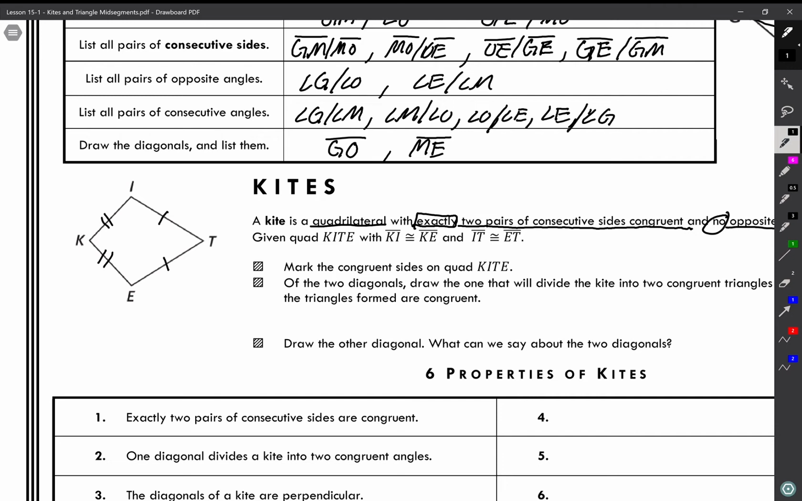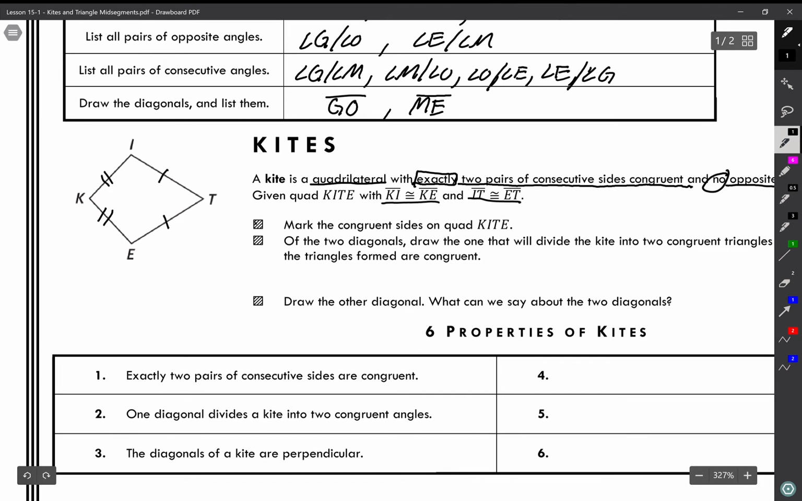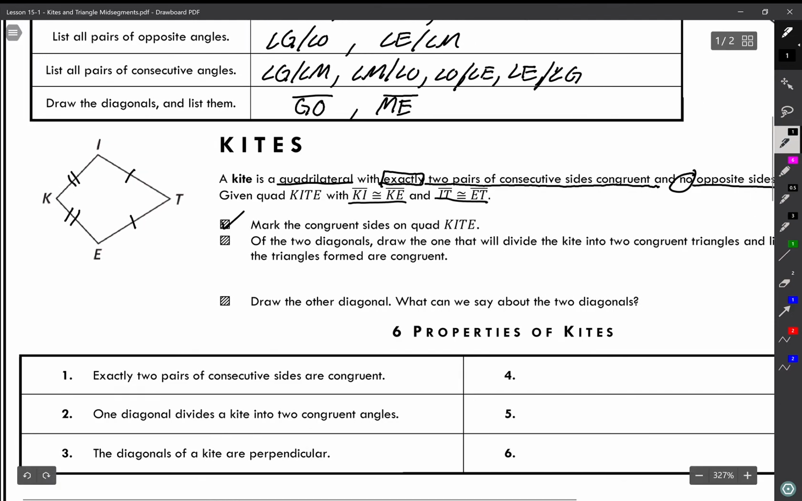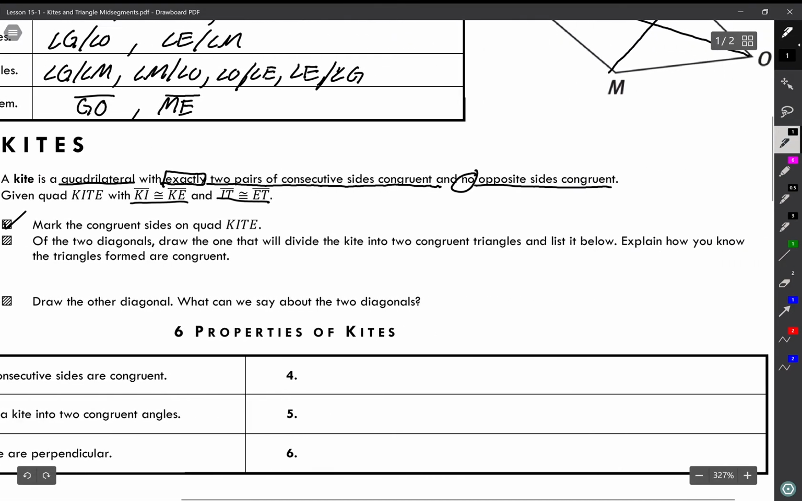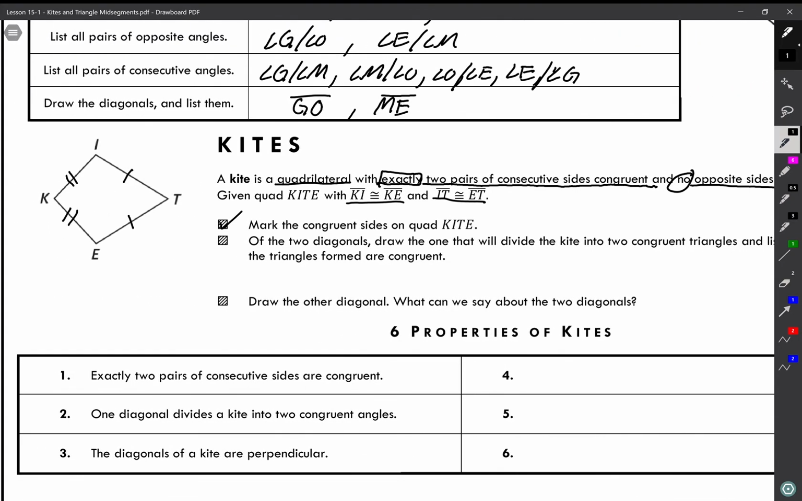Right here it says given quad kite with KI congruent to KE and IT congruent to ET, which is what we've written on here. We've already marked our congruent sides on the quadrilateral. It says of the 2 diagonals, draw the one that will divide the kite into 2 congruent triangles and list it below. We're not going to explain how we know that the triangles are congruent. So I have 2 diagonals. I could draw this one, or I can draw this one.